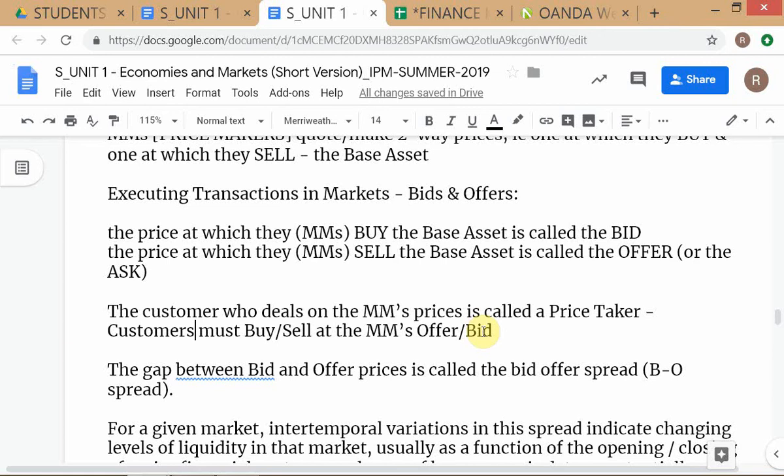And once you do that, then you're very clear about the concepts, right? What is happening in a particular transaction, right? So you see here, we have not violated our definition of a transaction in a financial market being a contract to exchange assets. But that's all that is happening. Customer is selling the base asset, therefore the market maker must be buying the base asset. And the market maker will buy the base asset at which price, bid or offer? At the bid price, right? So that's the definition of the bid price, the price at which the market maker buys the base asset, right? Is this clear? Okay, all right.